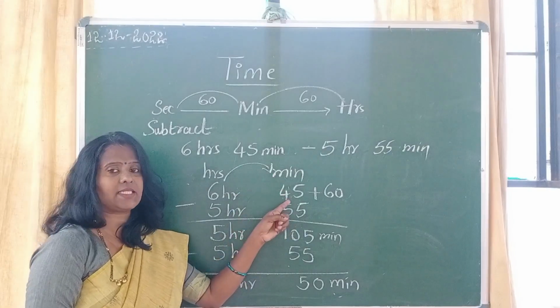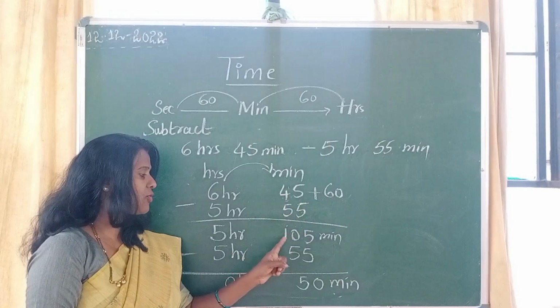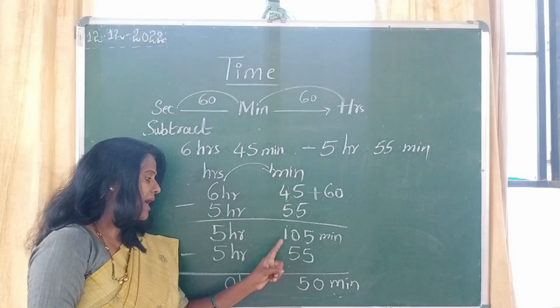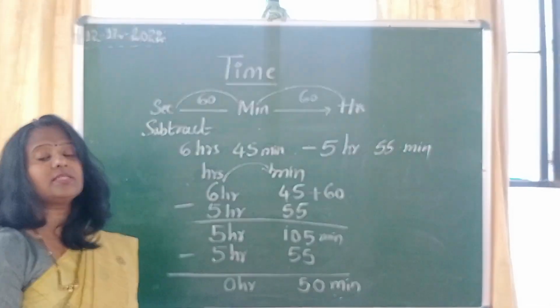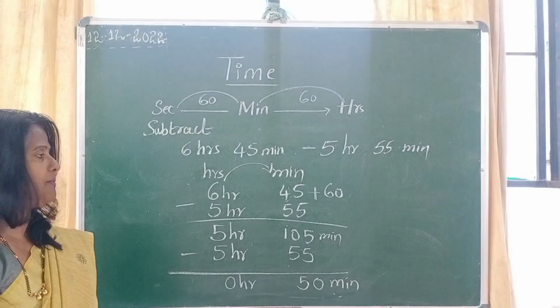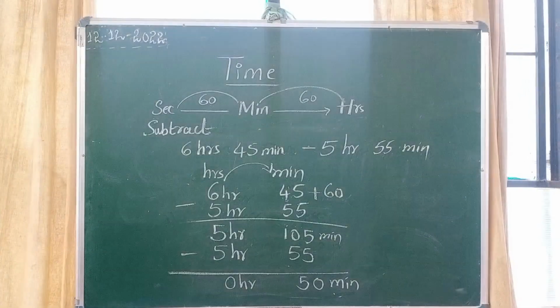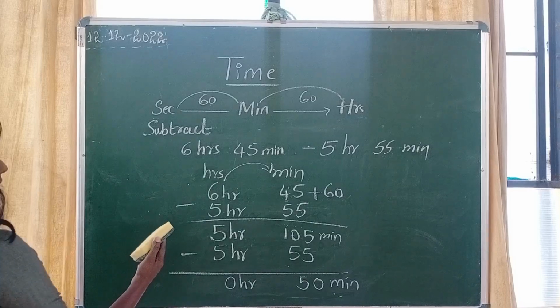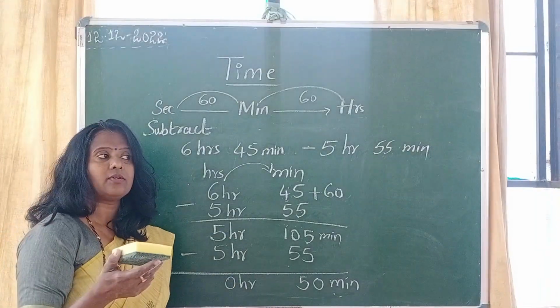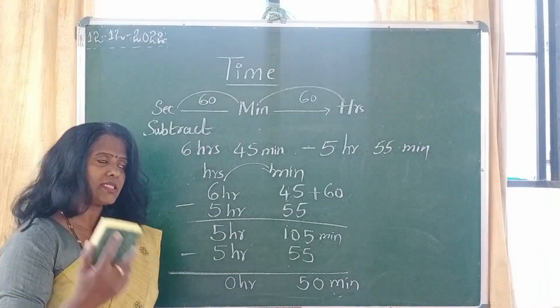Because 1 hour means 60 minutes. Then it will become 60 plus 45, 105. In that you have to subtract this. This is how subtraction is done. Okay, I think you have understood about the subtraction of the time. Then we will see the finishing time and the starting time.